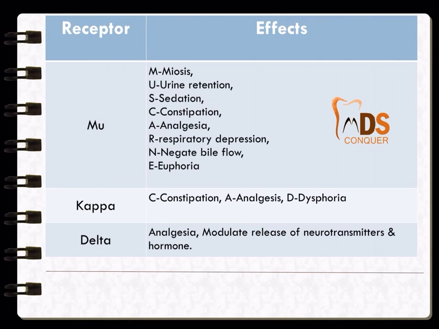Next comes the opioids. So mu, kappa and delta receptors and the effects. So we have already discussed this before. Okay, so with mu, miosis, urine retention, sedation, constipation, analgesia, respiratory depression, biliary spasm reducing the bile flow and euphoria. Kappa is for constipation, analgesia and dysphoria. Okay, so euphoria is with mu and kappa is for dysphoria.